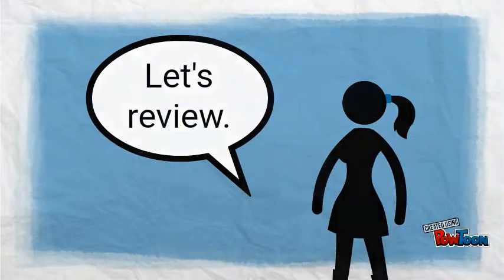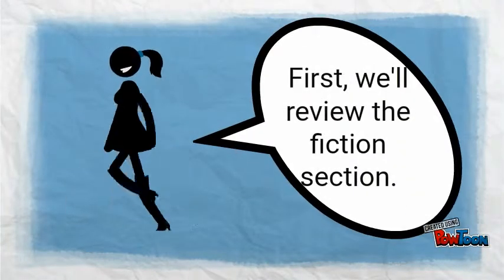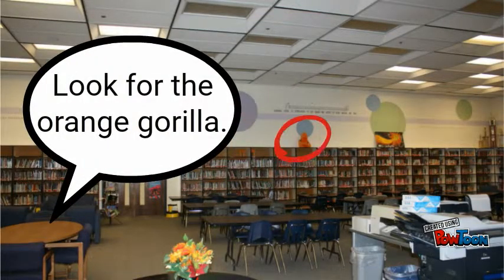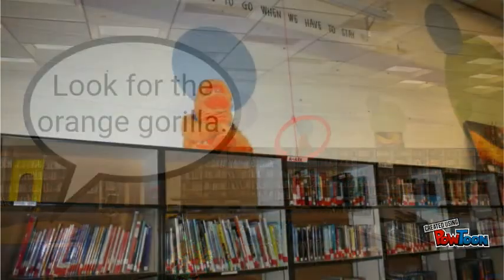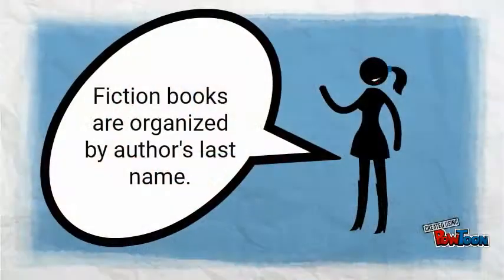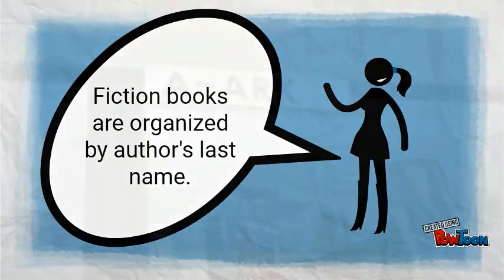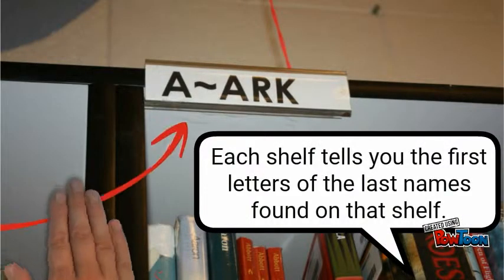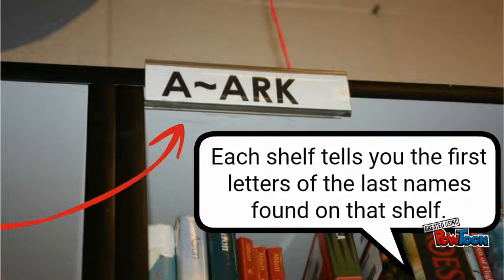So let's review now what we've talked about. First of all, we'll review where the fiction section is. Remember, it's over kind of towards the right under the orange gorilla. He looks like that. And fiction books are organized by the author's last name. Each shelf tells you the first letters of the last names of the books that are on that shelf.